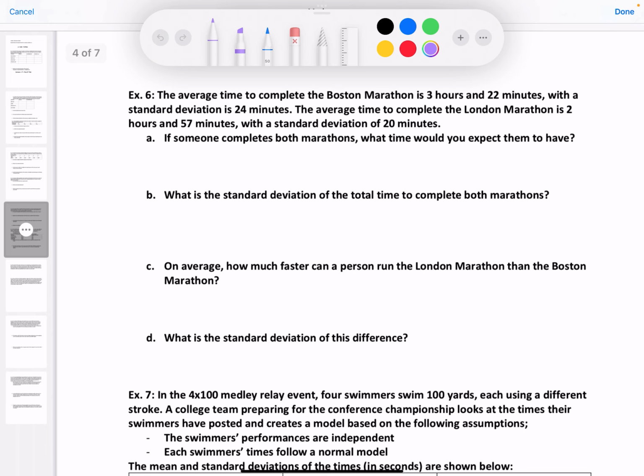All right. The average time to complete the Boston Marathon is 3 hours and 22 minutes with a standard deviation of 24 minutes. The average time to complete the London Marathon is 2 hours and 57 minutes with a standard deviation of 20 minutes. If someone completes both marathons, what time would you expect them to have? Isn't this kind of like the last part? Kinda.